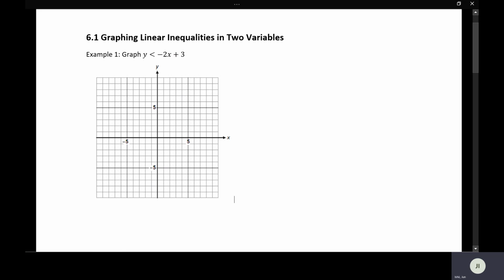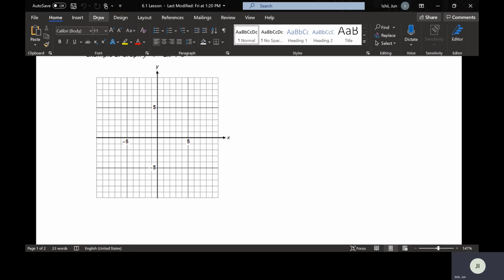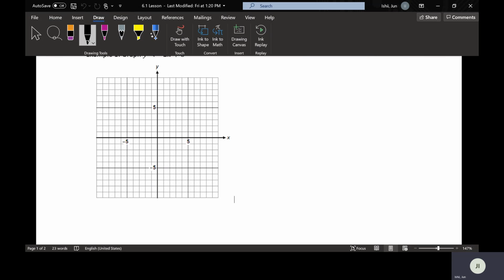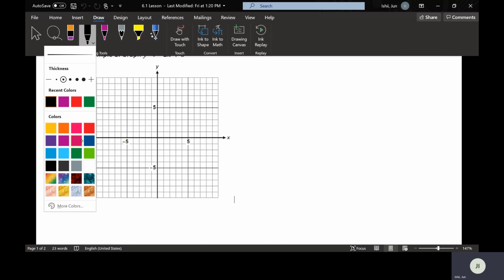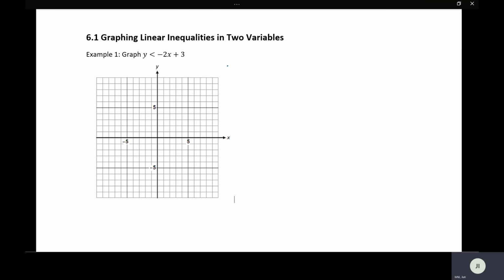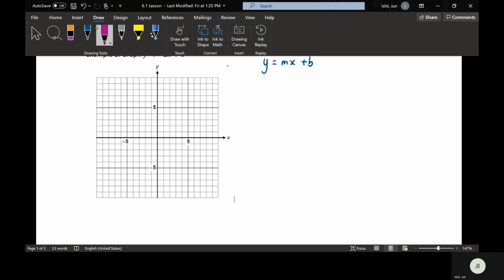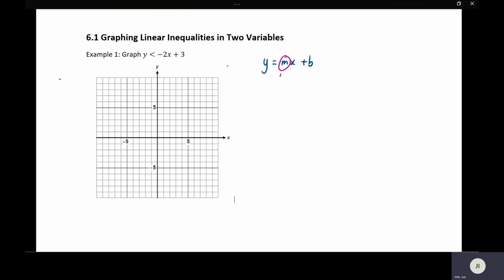Okay, so you guys did spend quite a bit of time last year in Math 10 going through linear functions, equations, graphs of lines, and that kind of stuff. So you guys may recall the formula for a line is y equals mx plus b, where m is the slope, and the b here is the y-intercept.